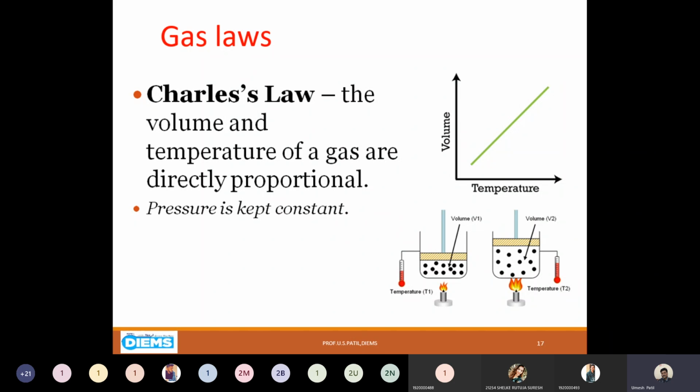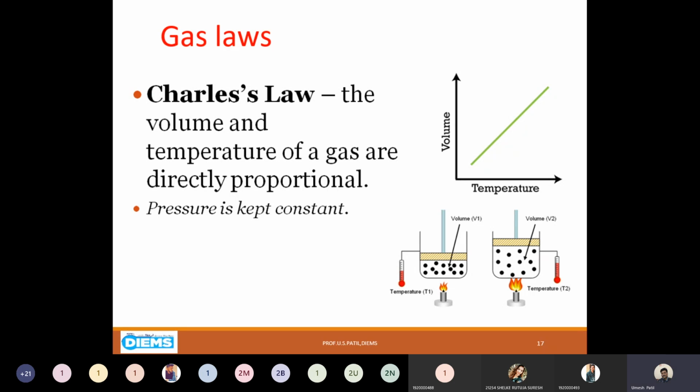So from Boyle's law we get the relation between pressure and volume. Now from Charles' law we can get the relation between volume and temperature. Read the statement of Charles' law. According to Charles' law, the volume of a gas is directly proportional to the temperature of the gas when pressure is kept constant. Again understand here, while correlating two fundamental properties, the third property is kept constant.